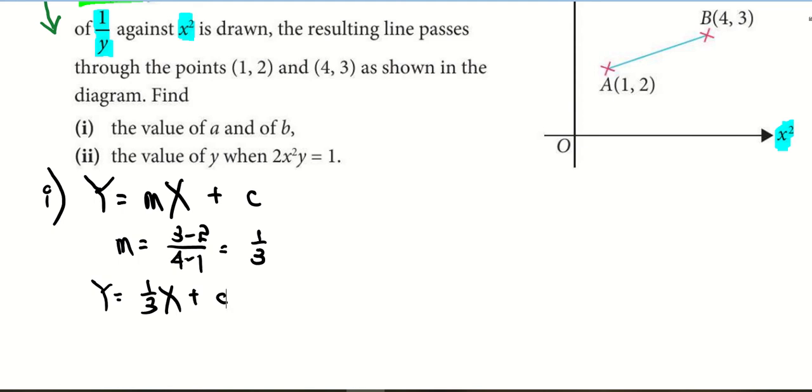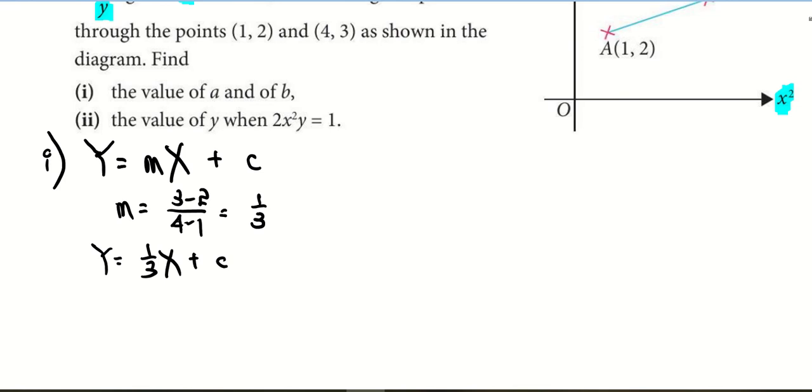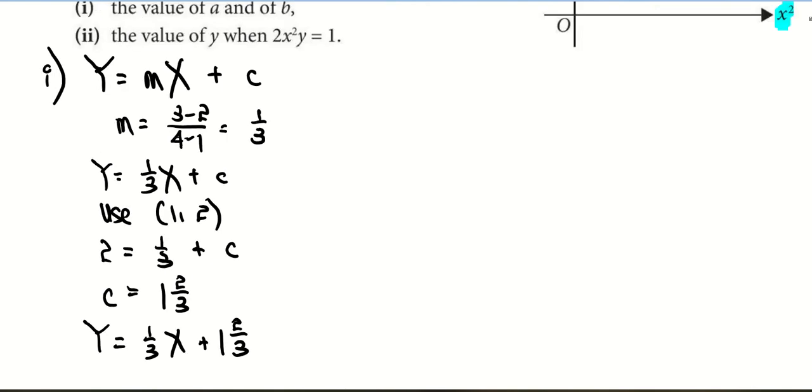What is step number 2? Find the y-intercept C. But which point do I use? 1, 2. But can I use 4, 3? Can, but we usually use the smaller number or easier number. So I use the smaller one. Sub inside and find the value of C. Substitute correctly, and remember after you found the value of C, put it back into the equation.